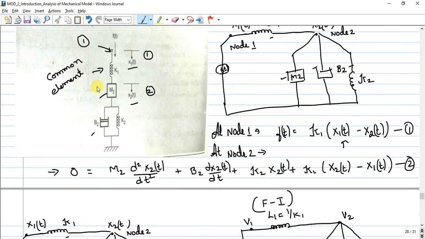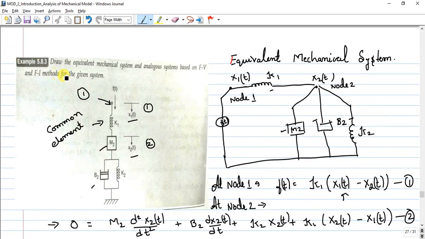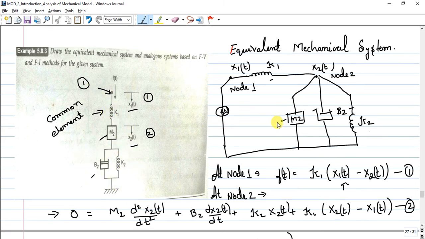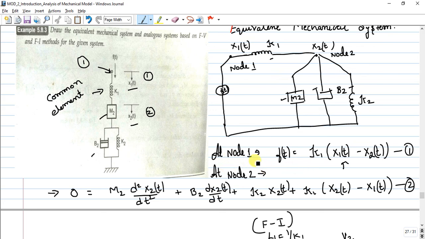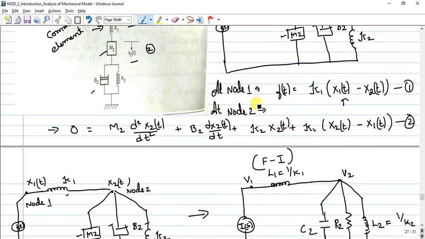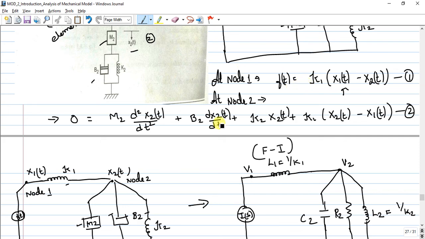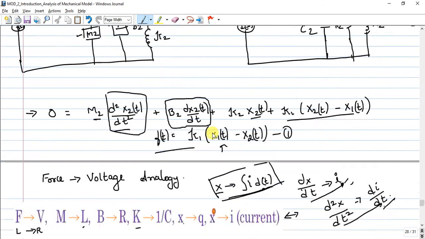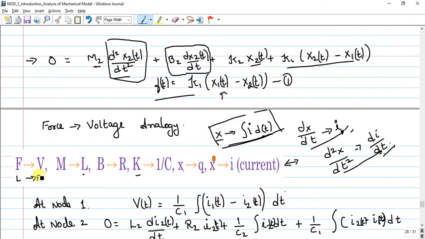In examination, the question may appear as: draw the equivalent mechanical system and analogous system. So the mechanical system as well as the analogous system based on force voltage and force current methods. We know how to represent the nodal diagram. We have done that, and we have written the equilibrium equation for node 1 and node 2. Same you need to replace by considering force voltage analogy.